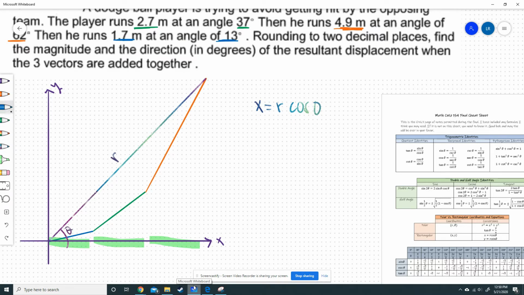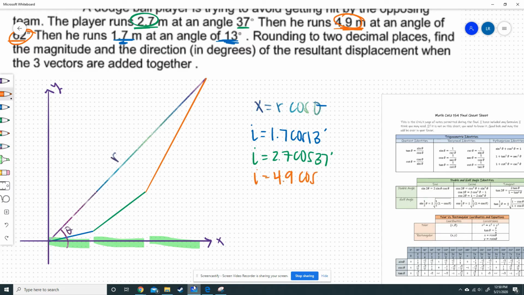So the blue's horizontal component is going to be 1.7 times cosine of 13 degrees, because this is 1.7 and then the angle is 13 degrees. The green's horizontal component is going to be 2.7 times cosine of 37 degrees. And then the orange's horizontal component is going to be 4.9 times cosine of 62 degrees. When we add all of these together, we get the total horizontal component.